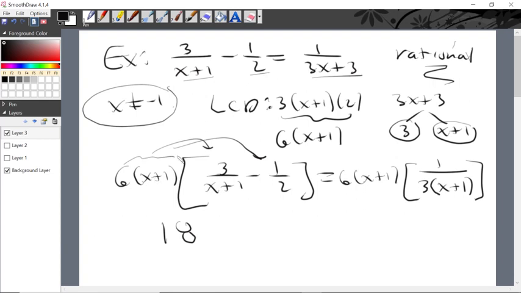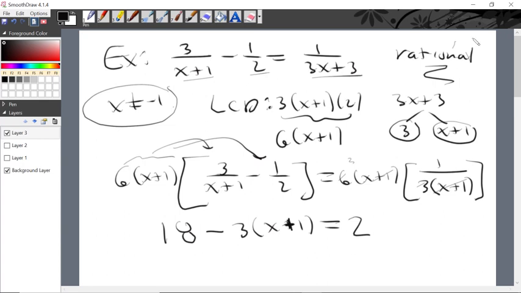6 times x plus 1 times -1/2, we can cancel the 2 with the 6 to leave us with a 3, but the x plus 1 stays. The other thing that stays is the minus, so we still have a minus sign. The 6 divided by 2 gives us a 3, and the x plus 1 is still left. On the right-hand side, we can cancel the x plus 1s with each other, and we can cancel the 3 with the 6 to turn that into a 2. So the right-hand side is simply going to be the number 2.